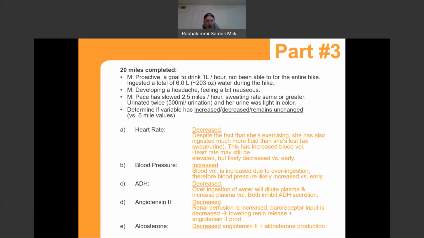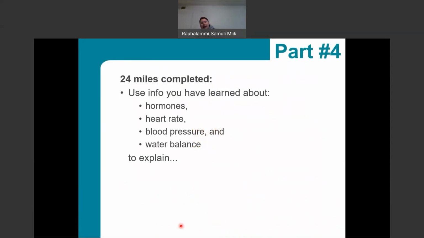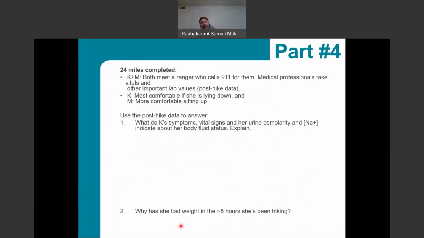So the final part of this lab asks us to look at what's happening at the end of the hike, at the completion of 24 miles for both of these. Let's have a look at a little bit of the background information that we know. Both Carla and Maria ended up stumbling into a ranger who called 911 for them, and medical professionals take the vitals and other important lab values that you saw as the post-hike data. They also determined that Carla is most comfortable if she's lying down, while Maria is more comfortable sitting up.